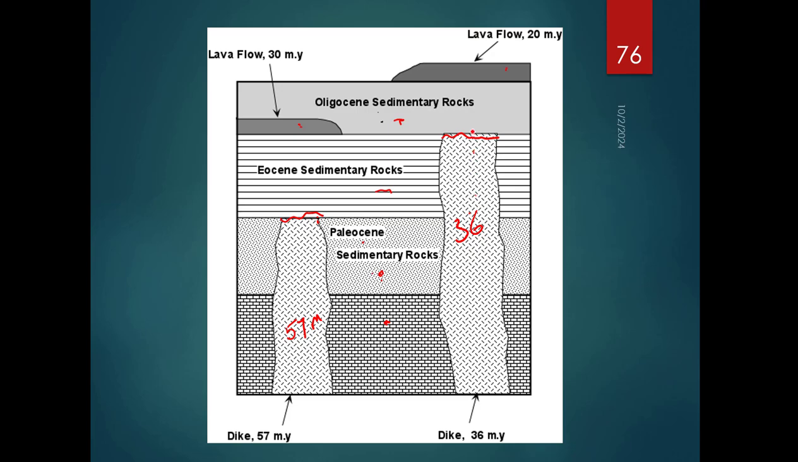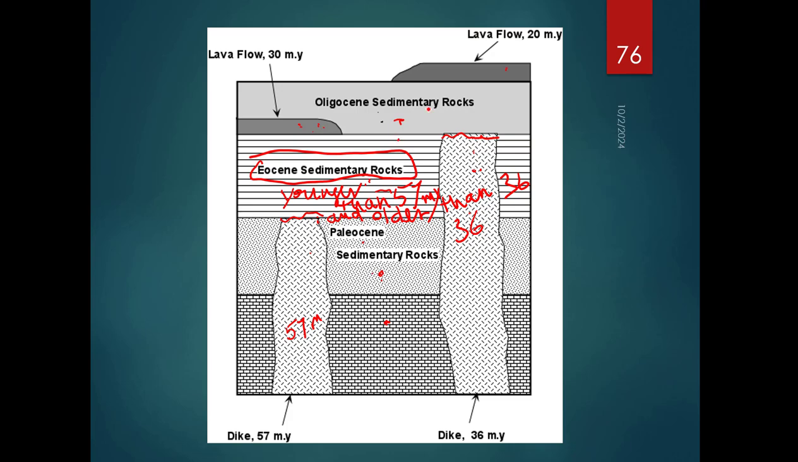The 36 million year old dike went through the Eocene sediment, so we can tell that these are younger than 57 and older than 36. Why? Because the 36 went through them, so they had to be there. And also older than the 30 million, obviously, because that didn't go through it, but it was already there because it flowed on top of it.